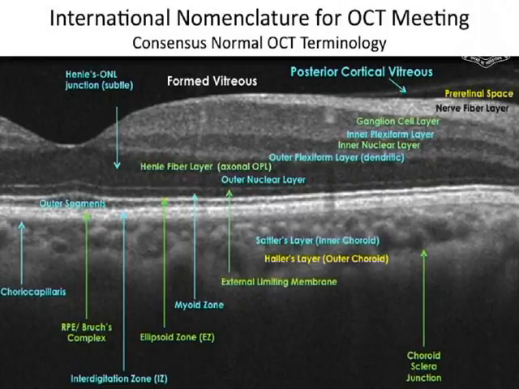So now let's concentrate on this. We have the external limiting membrane, then we have the myoid zone. This is the hyperreflective zone, which is between the external limiting membrane and this hyperreflective layer, which is called the ellipsoid zone. This used to be called ISOS. It is still called ISOS by many, but the latest terminology is to use it as myoid zone. Then we have the outer hyperreflective space, which is the outer segment of the photoreceptors.